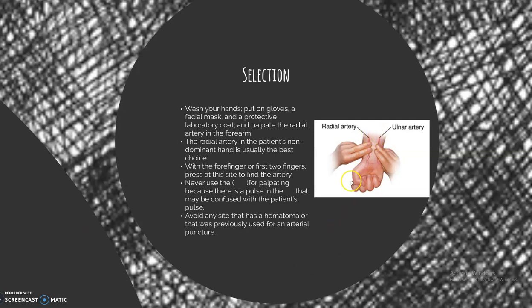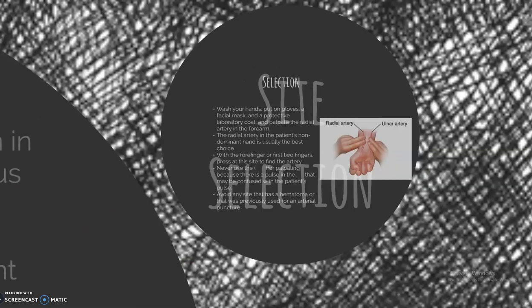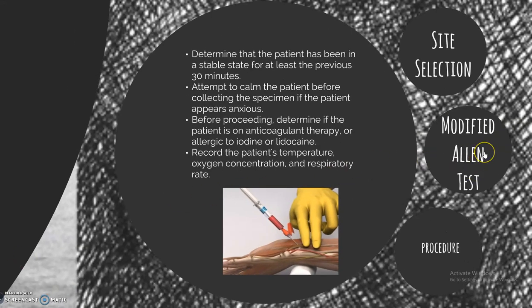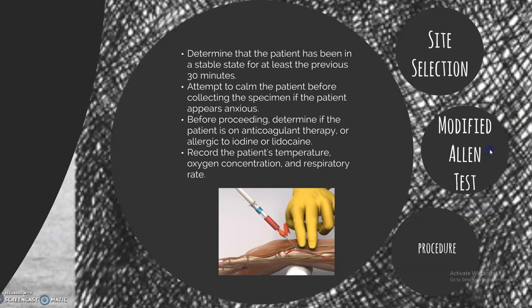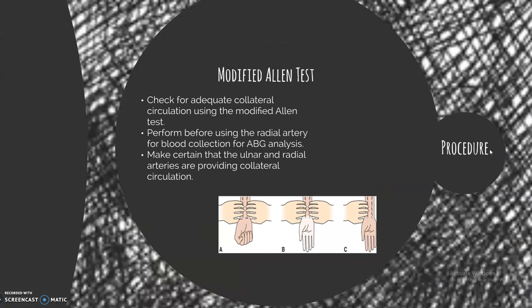So we'll do pressure like this on the ulnar and radial arteries. The procedure to determine which hand we would use is called the modified Allen test. It's to check for adequate collateral circulation. It's performed before using the radial artery for blood collection for ABG analysis. It makes certain that the ulnar and radial arteries are providing collateral circulation.